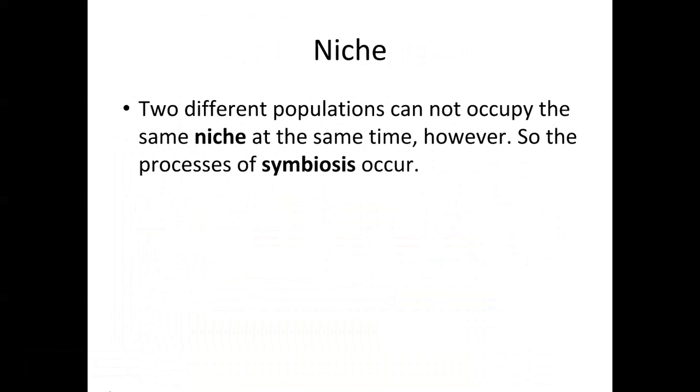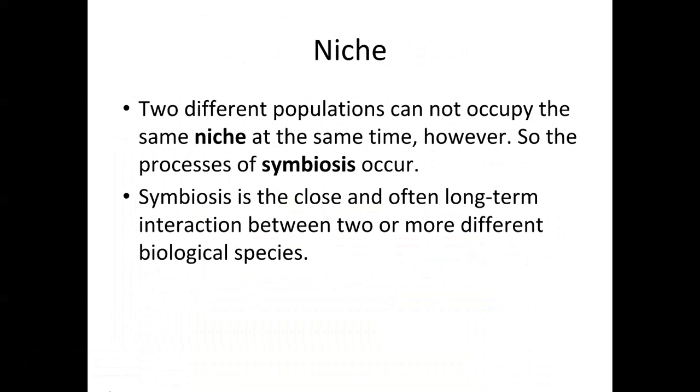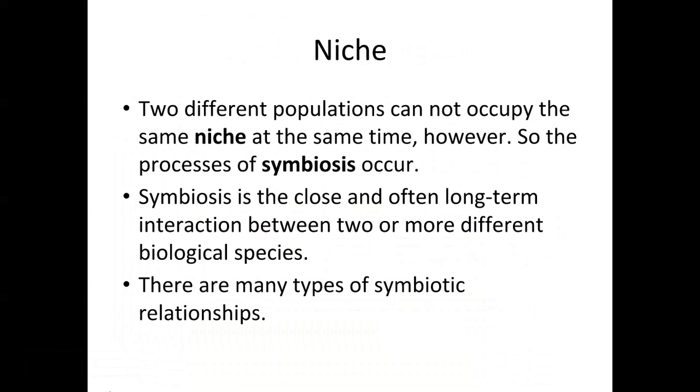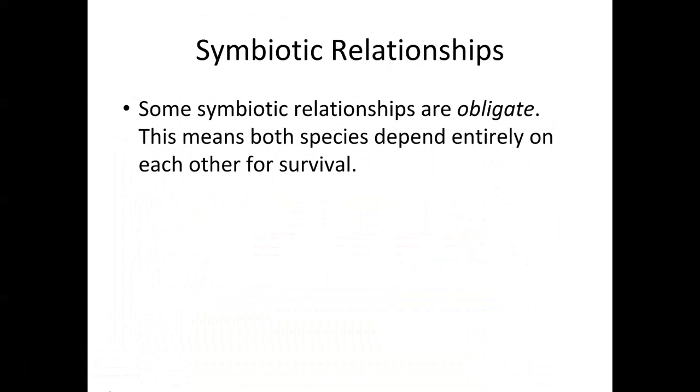Okay, so two different populations cannot occupy the same niche at the same time. However, you can have these processes of symbiosis, this working relationship that two organisms could have. And it can be often long-term between these two different species. On the back of your note sheet, you can see examples of some of those symbiotic relationships.